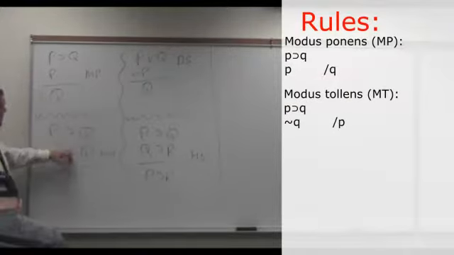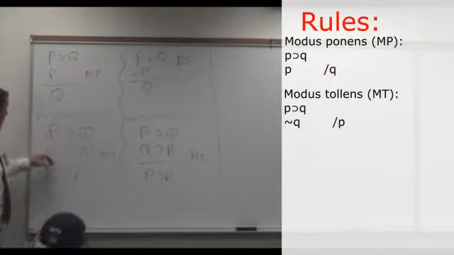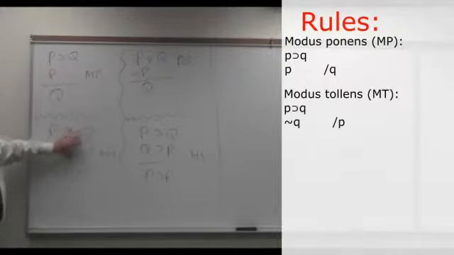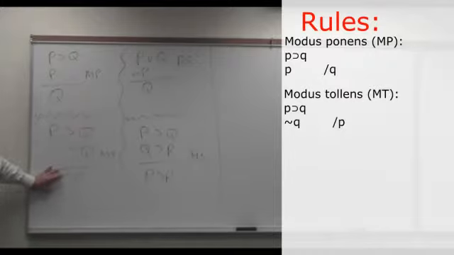Modus tollens tells us if we have the negation of the consequent, that we can derive the negation of the antecedent. If P then Q, not Q, therefore not P. So let's use the same example before. If I study logic, then I'll pass the class. I did not pass the class. Therefore, we know I did not study my logic.